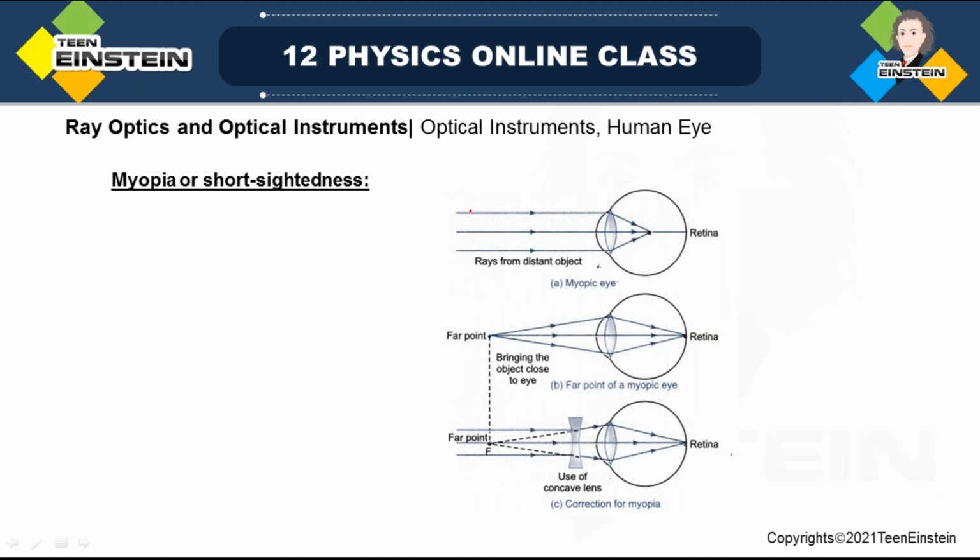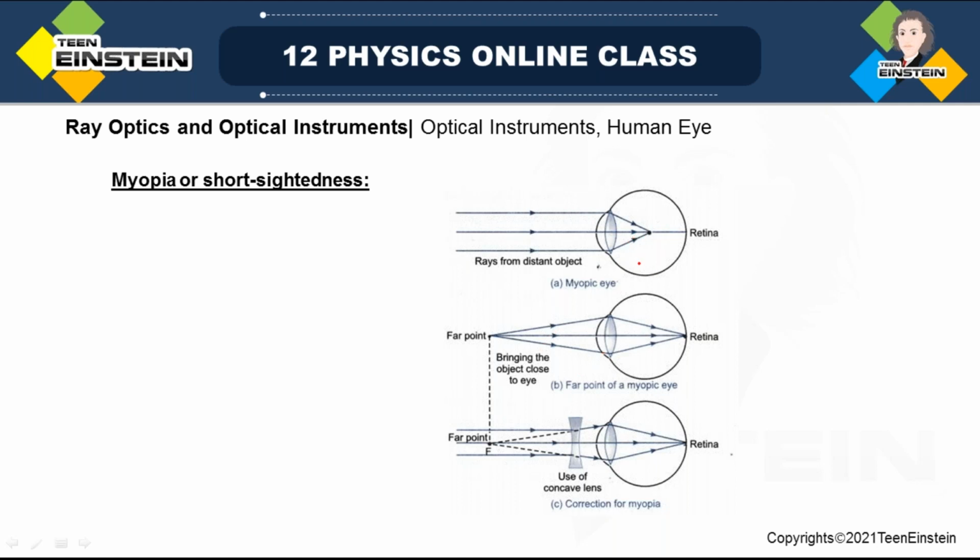But if you take any parallel ray, look here in the first figure, the image is formed much before the retina. That's why myopic eyes cannot see far-off objects, or the rays coming from far-off objects, because the image after refraction by the human eye lens is not created at the retina, rather it is created in between the lens and the retina.